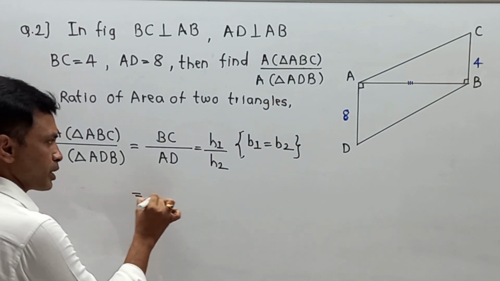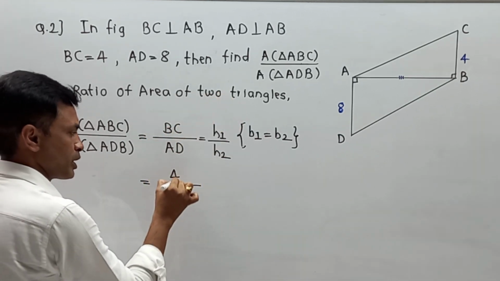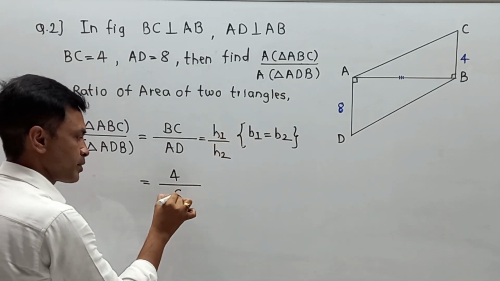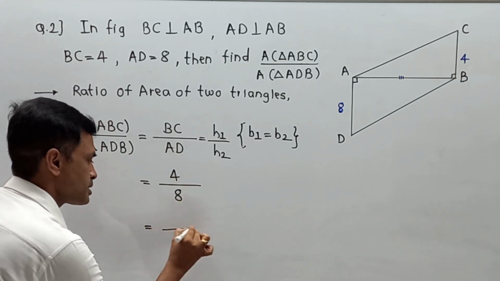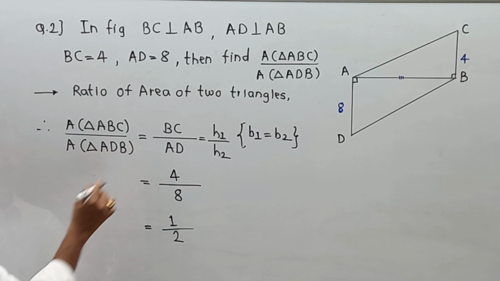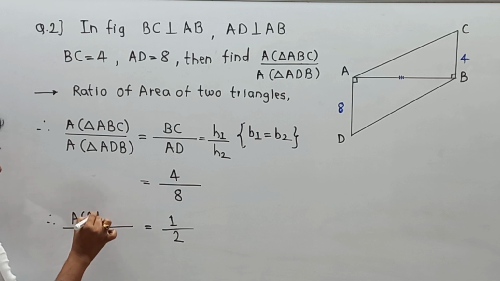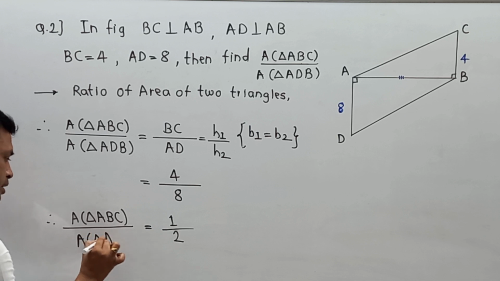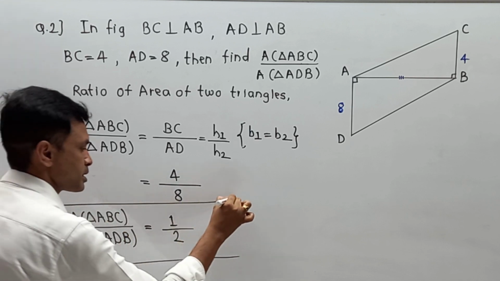Now putting in the values, the value for BC, which is the height of first triangle, is 4, and AD, the height of second triangle, is 8. So it becomes simply the ratio 4 upon 8, and 4 upon 8 is nothing but 1 upon 2, because 4 ones are 4, 4 twos are 8. And that is the answer to the question asked, area of triangle ABC upon area of triangle ADB. And in this way we have completed the second numerical over here.